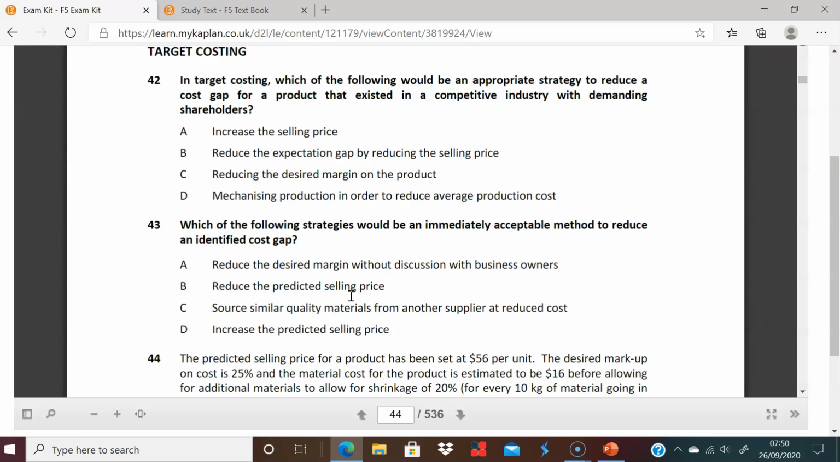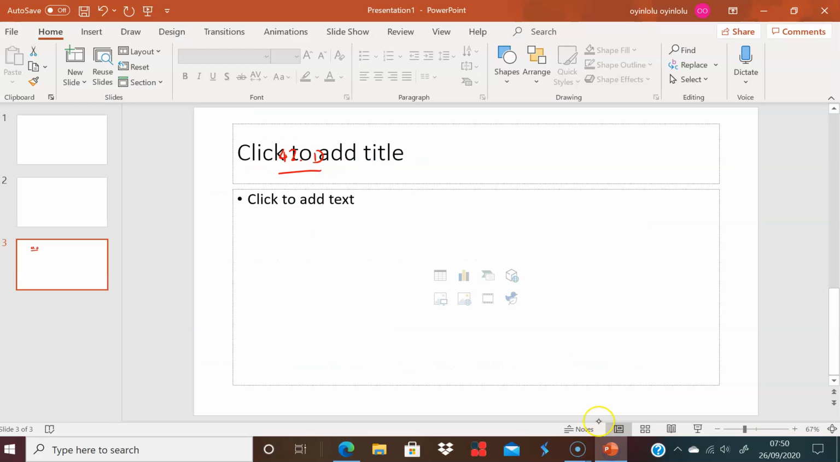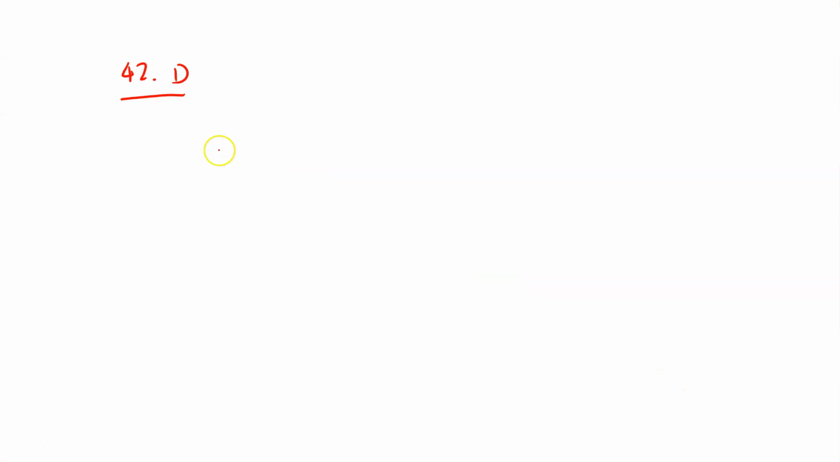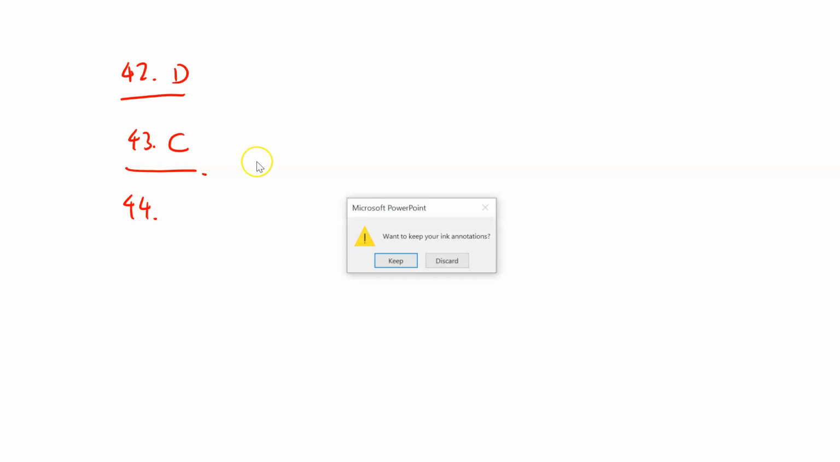Source similar quality materials from another supplier to reduce costs. You can see the key point here is how do we get the same quality for less? I mean, that's difficult in itself as well. You might have to go abroad or whatever it is, or do a bit of good investigating, and that might be tricky. But at least that's your option. Okay, great. So that's 43.